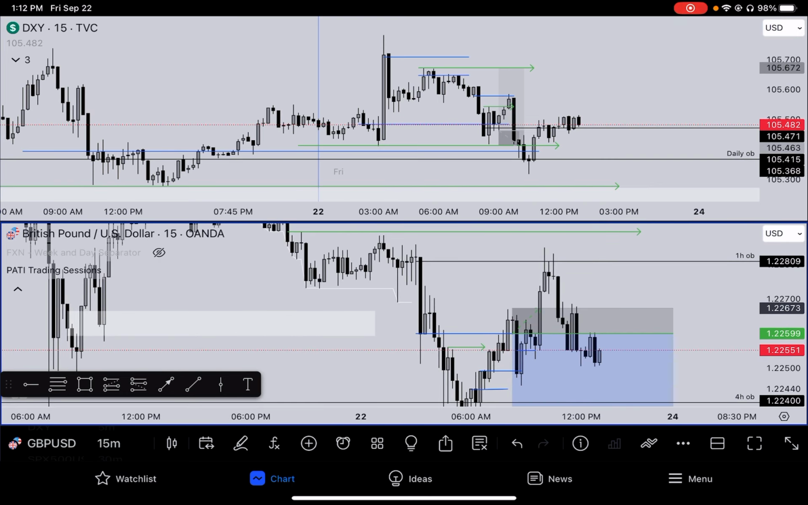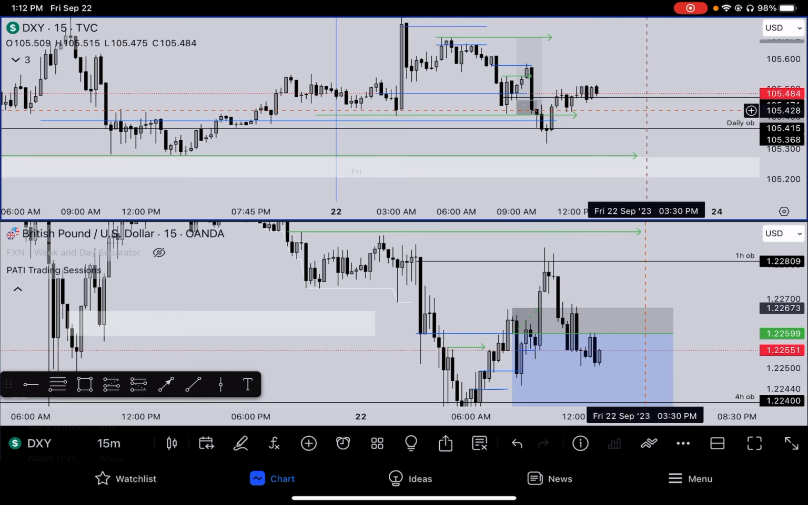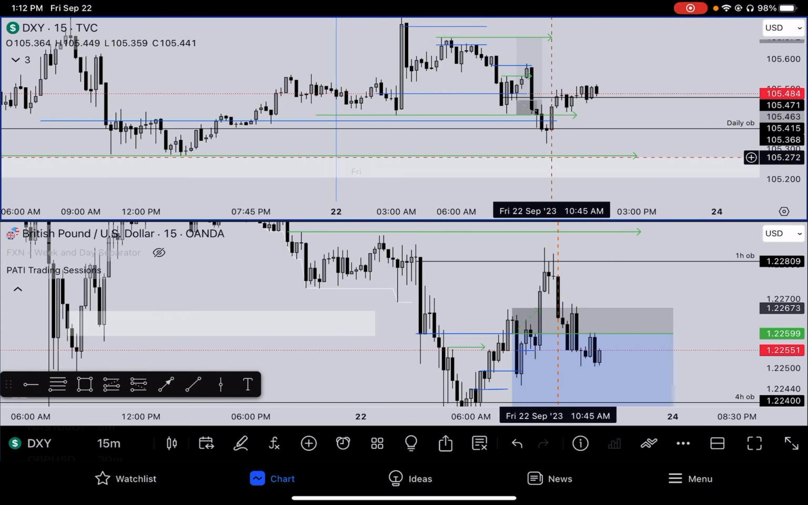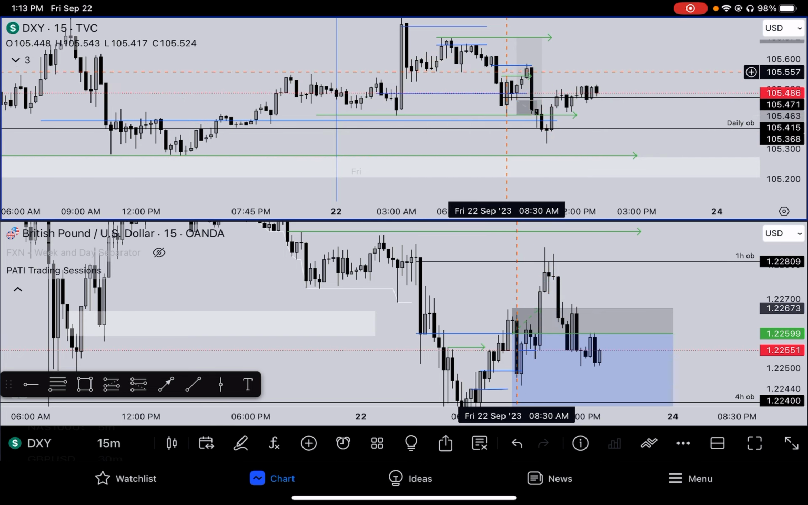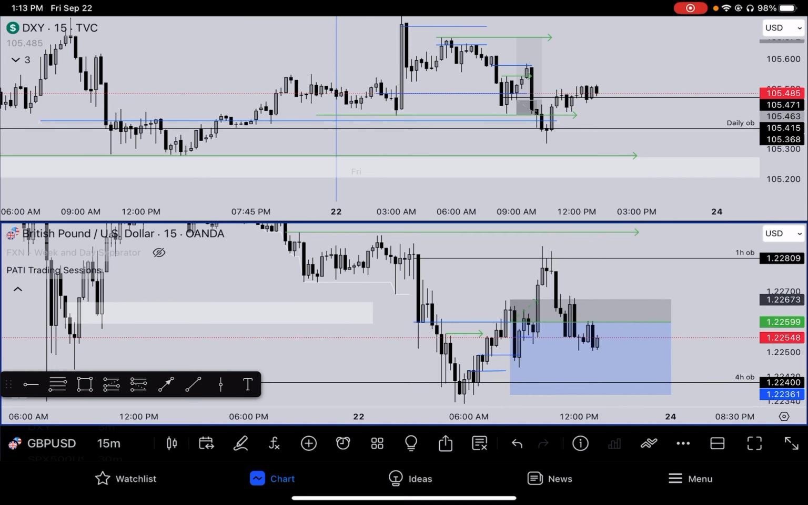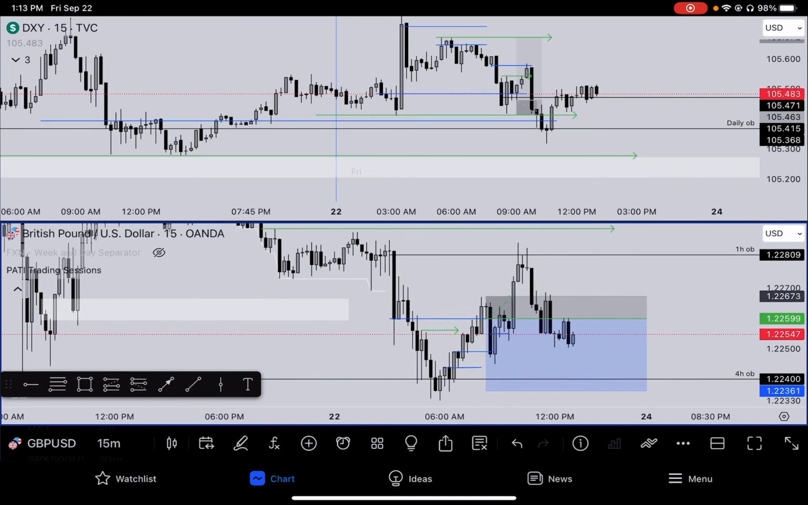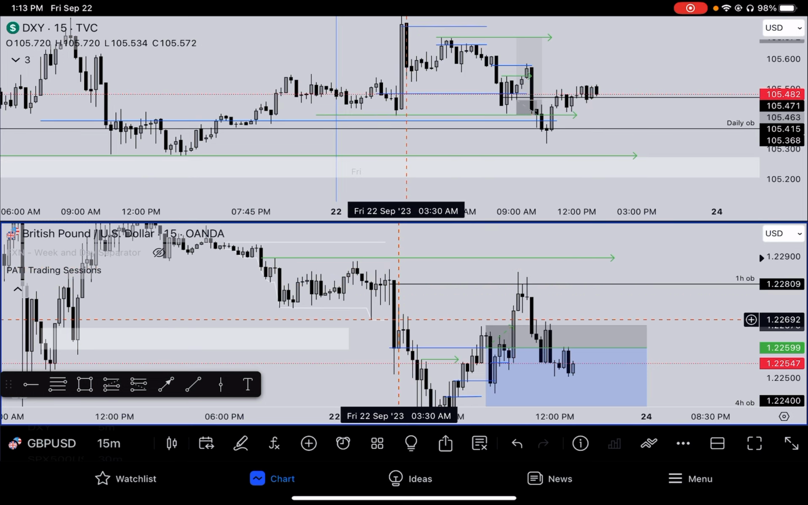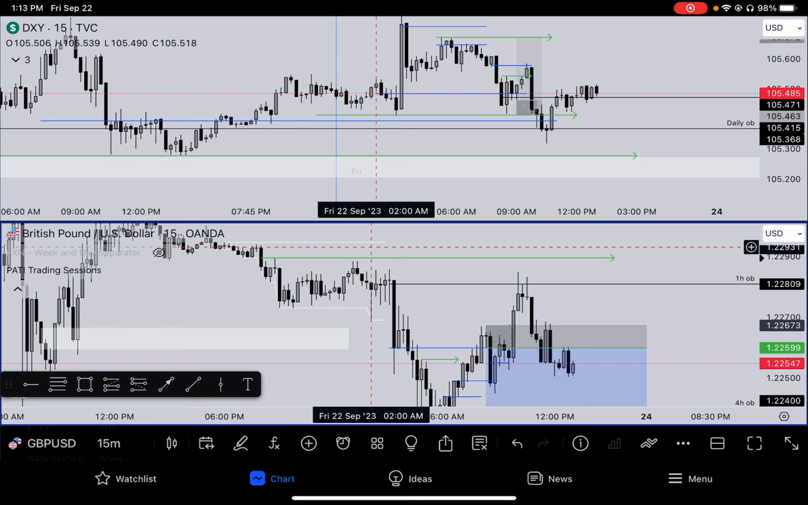As we can see with the Dixie on the top, we had sell side liquidity, and the market came to take it. So it pushed up into this order block here, sold off, and GU did the complete opposite. So we had buy side liquidity here, order block, all this buy side.